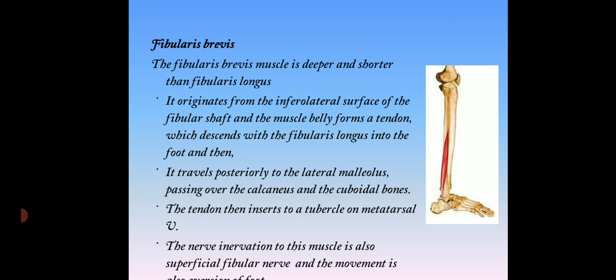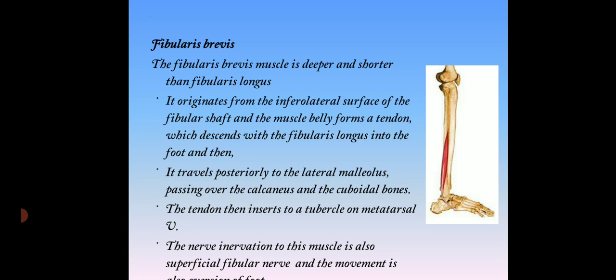Next, we are going to see the fibularis brevis. The fibularis brevis muscle is deeper and shorter than the fibularis longus. It originates from the inferior lateral surface of the fibular shaft, and the muscle belly forms a tendon which descends with the fibularis longus into the foot. It travels posteriorly to the lateral malleolus, then passes over the calcaneus and the cuboid bones, and the tendon inserts into the tubercle on the fifth metatarsal.